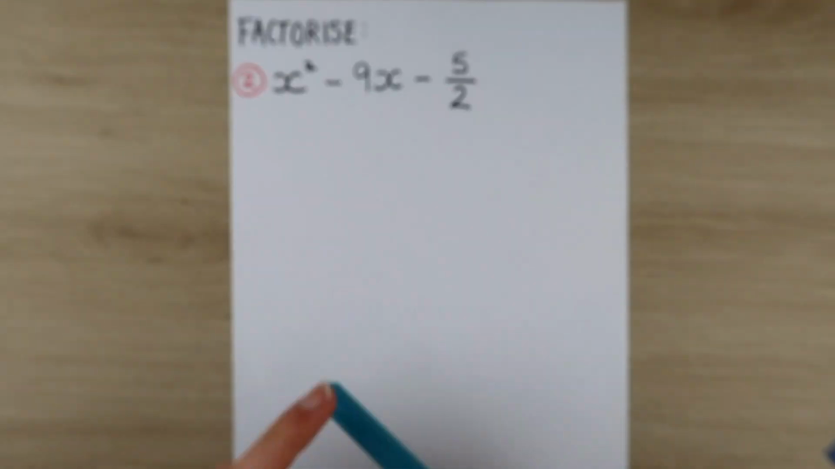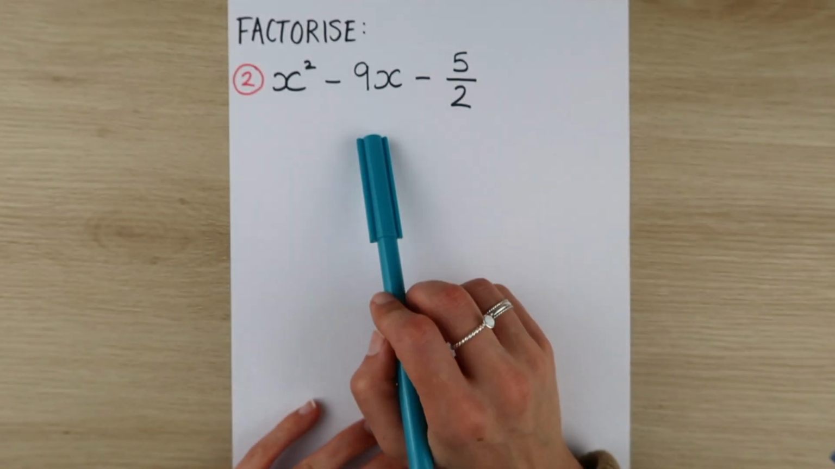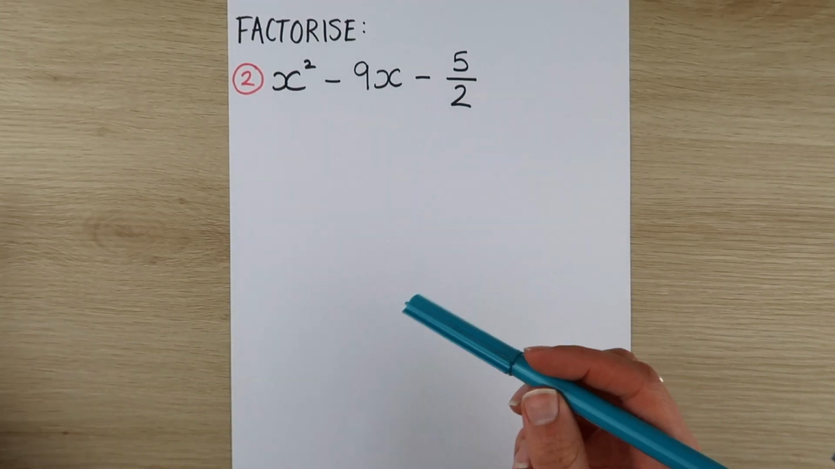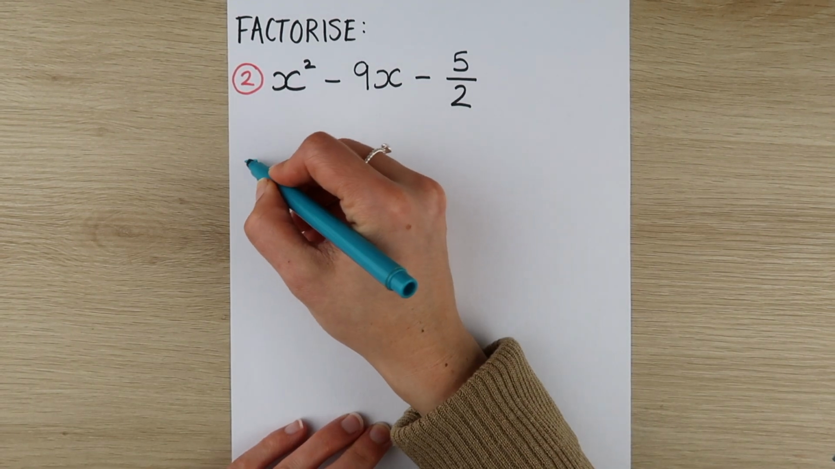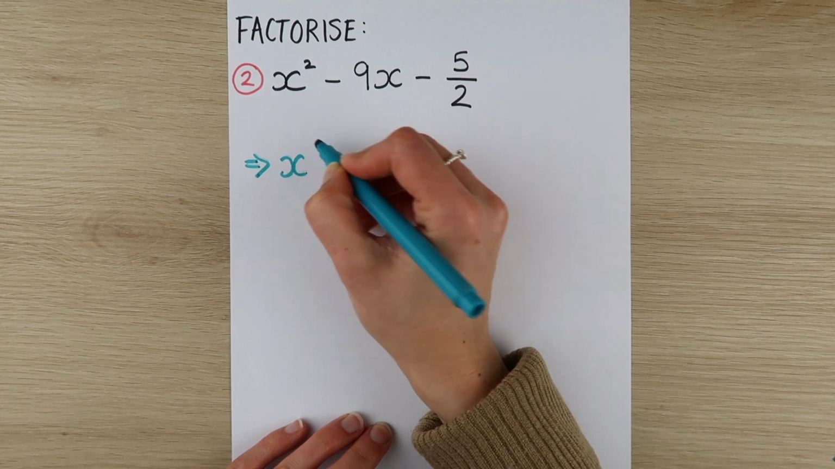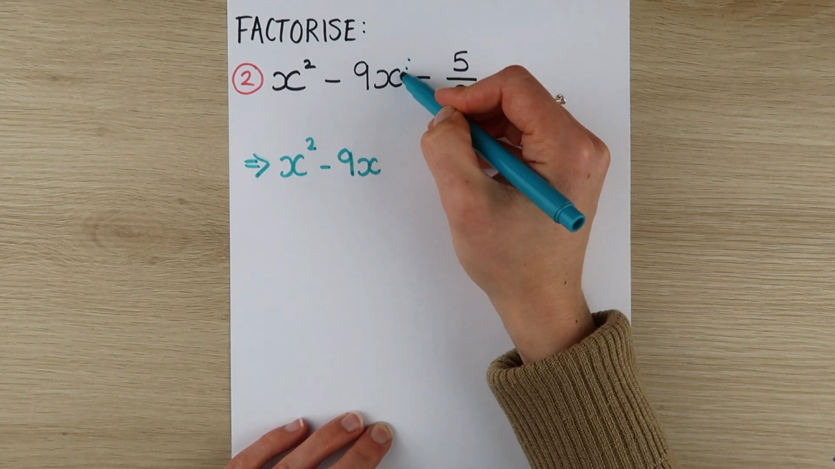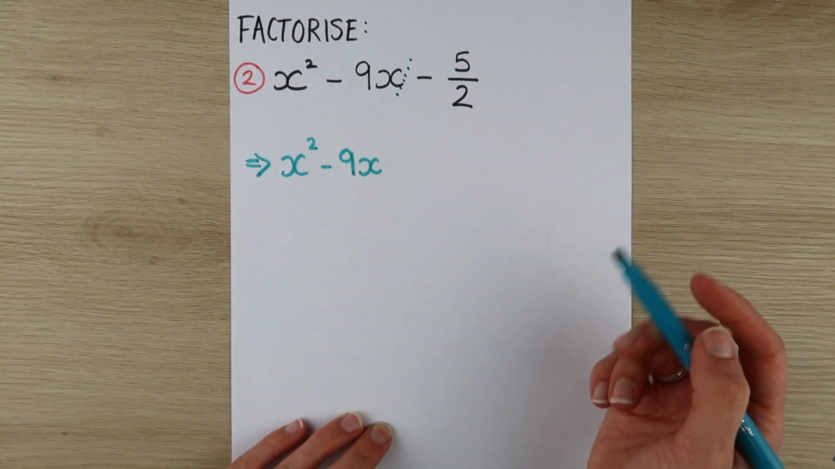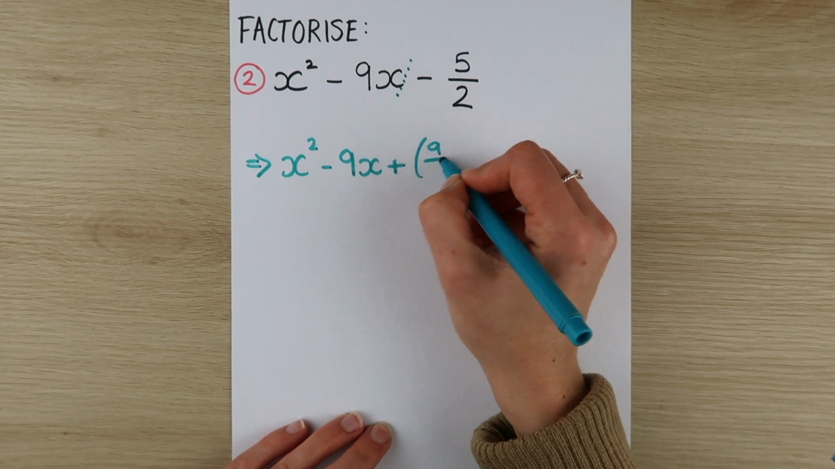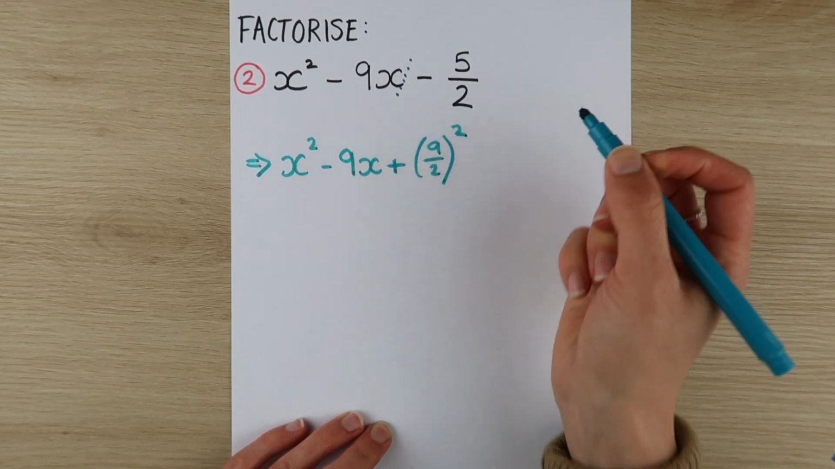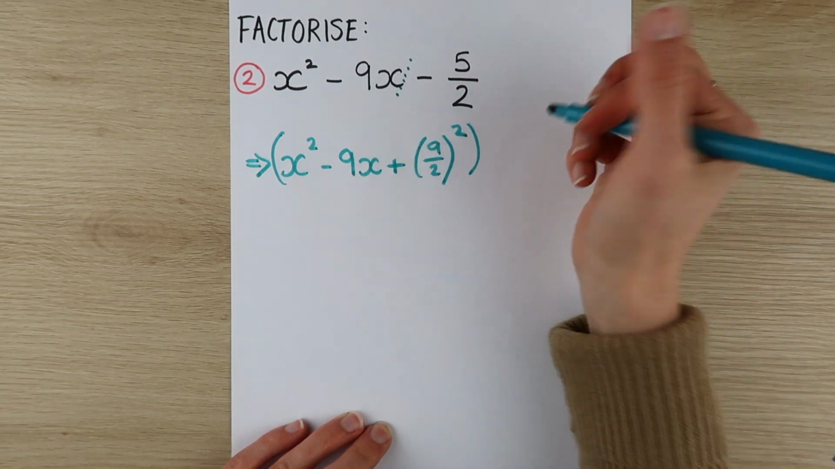example. Remember, the first step is to take whatever B is, divide it by 2, and square it. So B in this case is 9. That stays the same. This stays the same. It's like I've broken it up there. Then I add on 9/2 squared, and I've created a perfect square scenario.